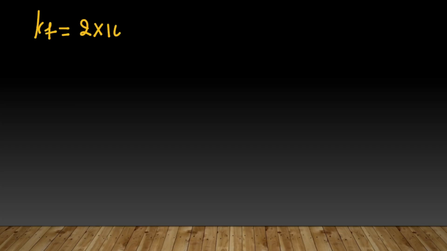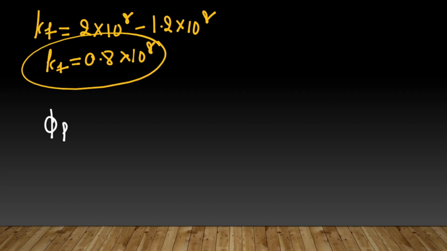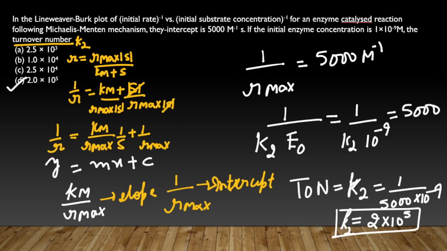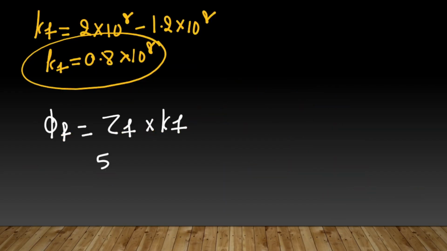2 into 10 to the power of 8, we got it. From this 1.2 into 10 to the power of 8, if we subtract 0.8 into 10 raised to the power of 8, this is the kf value we are getting. Now quantum yield is equal to tau f into kf. Tau f value we know, that is 5 into 10 raised to the power of minus 9, and the kf value we have calculated as 0.8 into 10 raised to the power of 8.